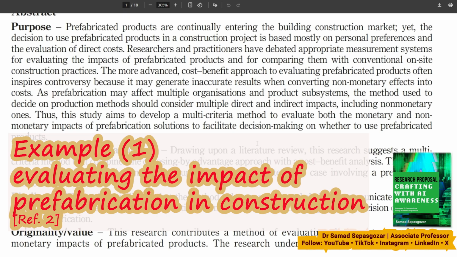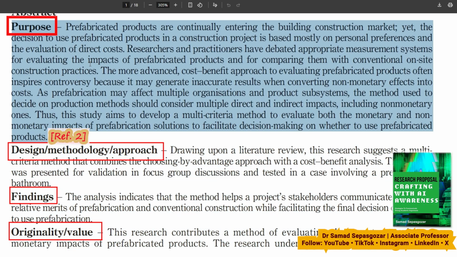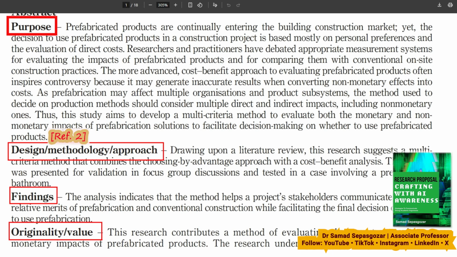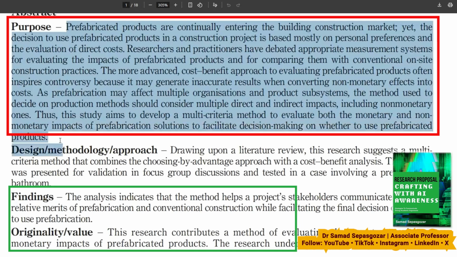This topic is essentially about evaluating whether prefabricated elements should be used in construction projects. But look at this abstract here. It's highly unbalanced in terms of the structure. The abstract has four labeled sections: purpose, design, findings, originality. Well, then you can see the purpose section is extremely long, while findings and originality are very short.